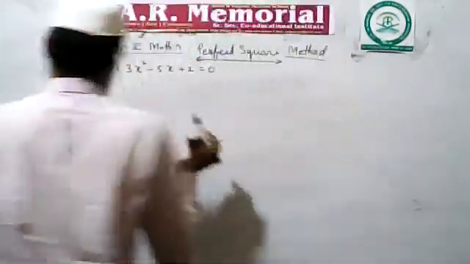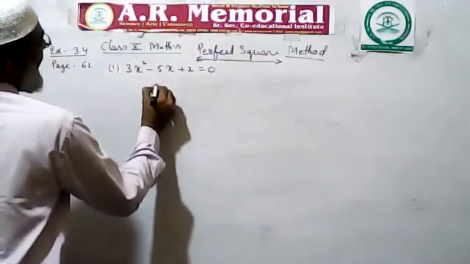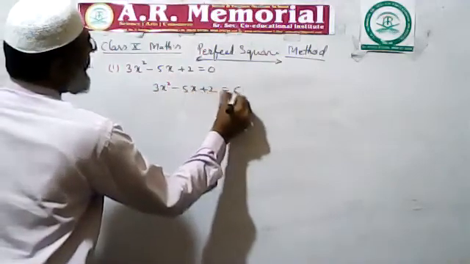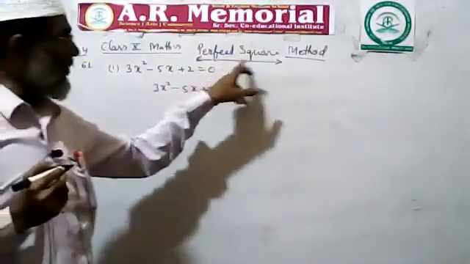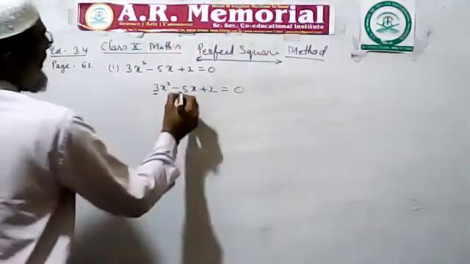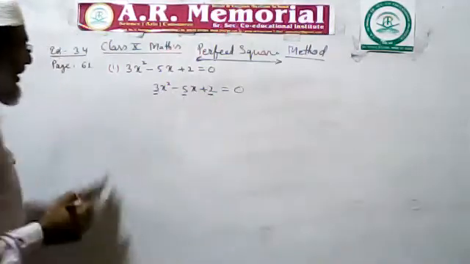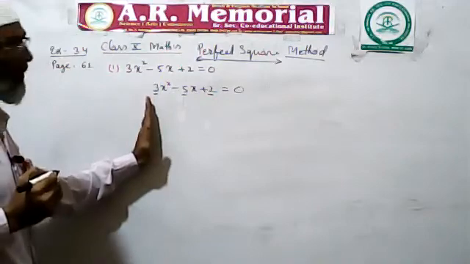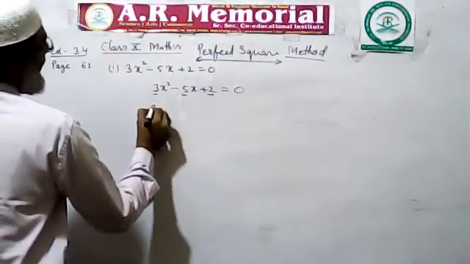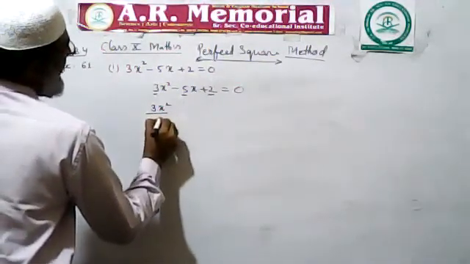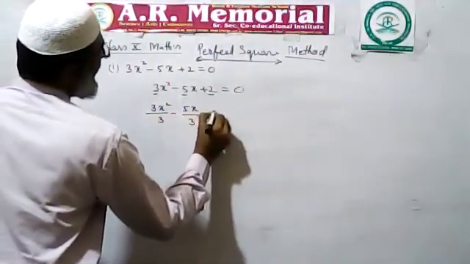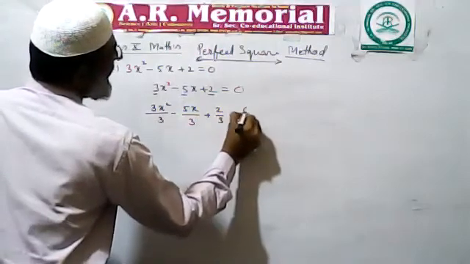Number 1, here I will take the given question 3x square minus 5x plus 2 is equal to 0. Again, perfect square method. Sir, what can we do? Here this 3 is considered A, this one is B and this one is C. We avoid A. We don't want A. So the complete equation is divided by 3: 3x square divided by 3 minus 5x divided by 3 plus 2 divided by 3 equals 0 also divided by 3.